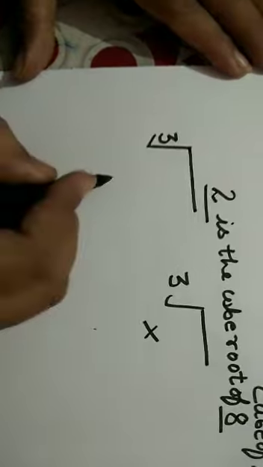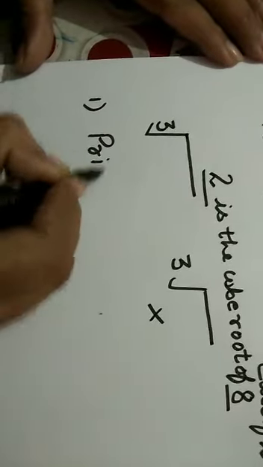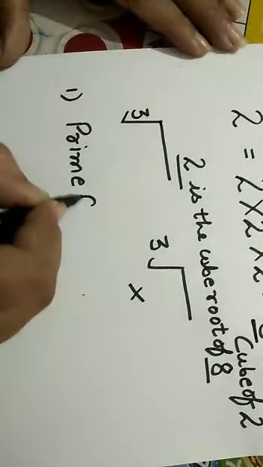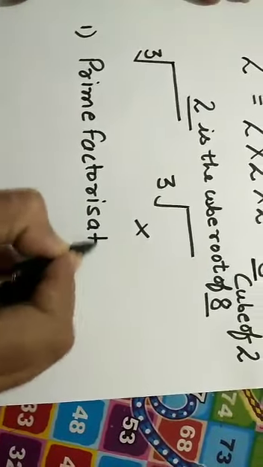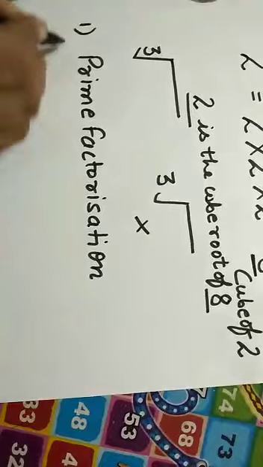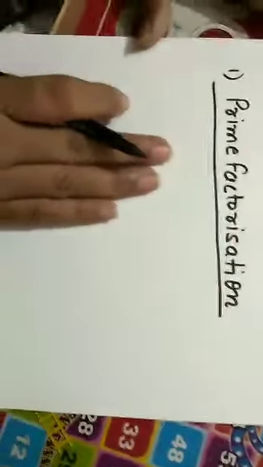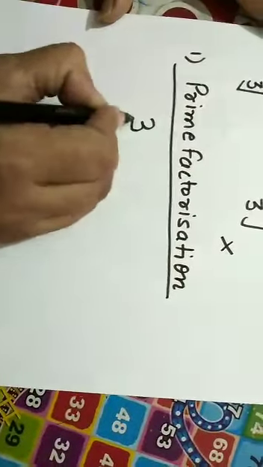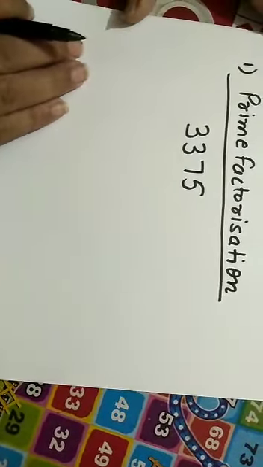There are 2 methods to find out the cube roots. First is the prime factorization method, and second is estimation. But today we will be discussing only the prime factorization method. I am taking one example, the number 3375. It is a perfect cube and you have to find out its cube root.